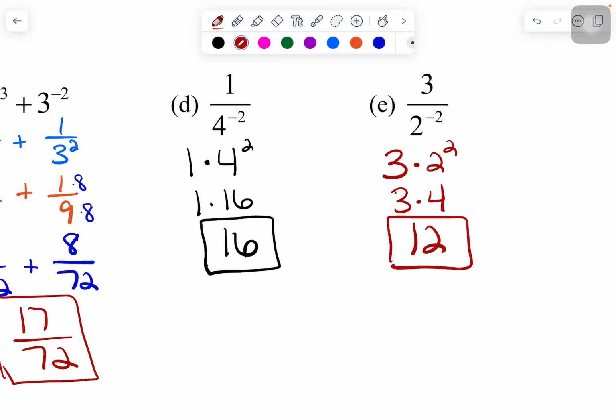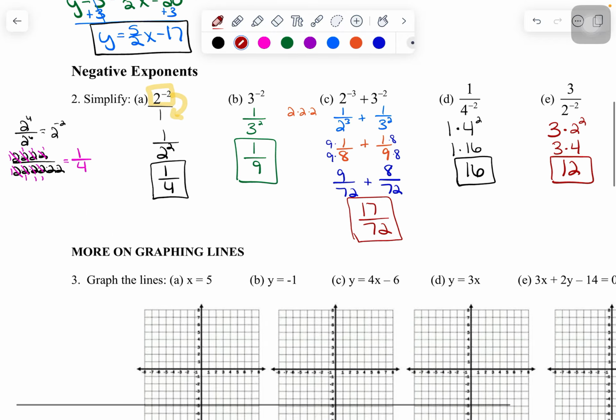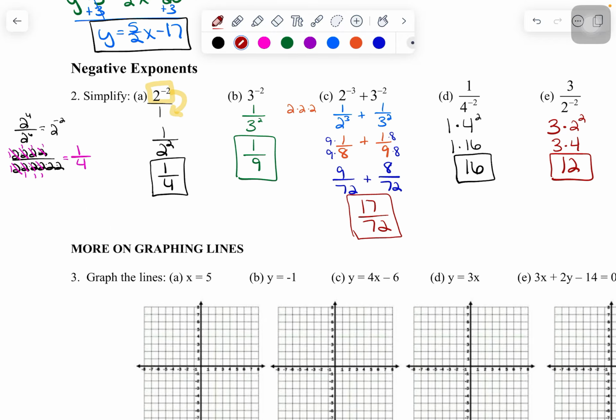All right. So negative exponents, I want you to be super careful about because they do not necessarily mean that you're getting negative answers. In fact, if you look at what we did here, not a single one of these problems is negative. That doesn't mean they can't be. It just doesn't mean it's automatically a negative.